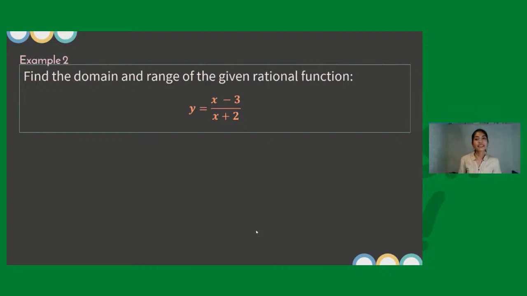Ayan. So para mas maintindihan natin yung mga pinag-usapan natin kanina, let's take this example. We have to find the domain and range of the given rational function.